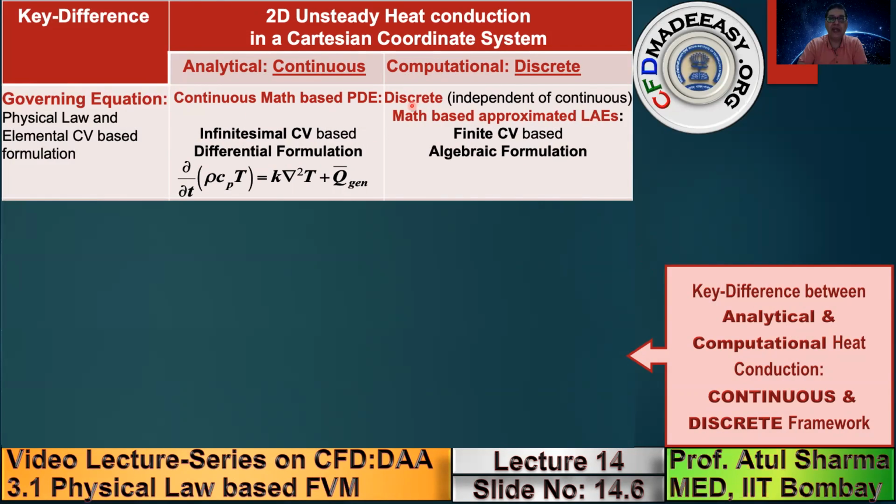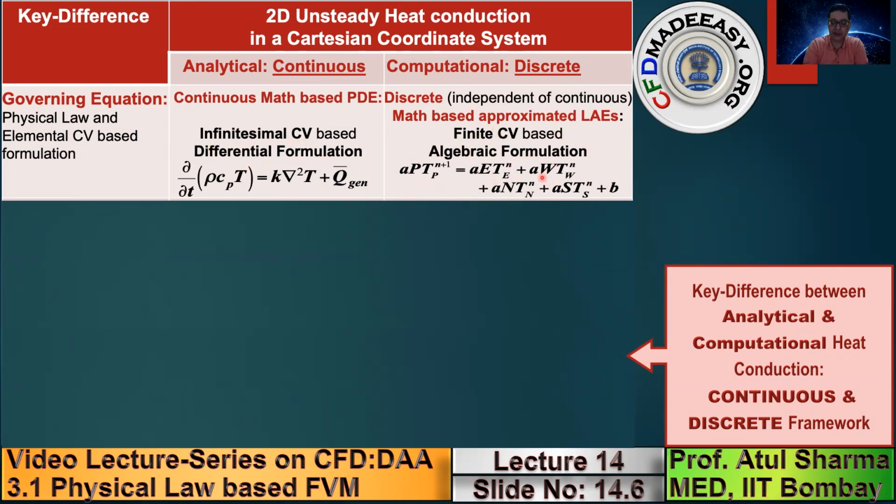Note that here I will present discrete math independent of continuous math, because from the very beginning, like in the earlier slide where I had introduced time averaging, we are not presenting any variable as a continuous variable when we start from the control volume. So we take a finite control volume instead of an infinitesimal control volume as in differential formulation, and finally we obtain an algebraic formula. Later on, I'll show you the detailed derivation.